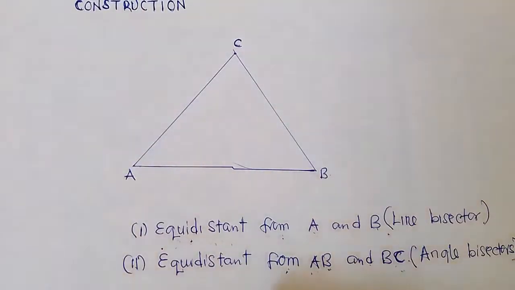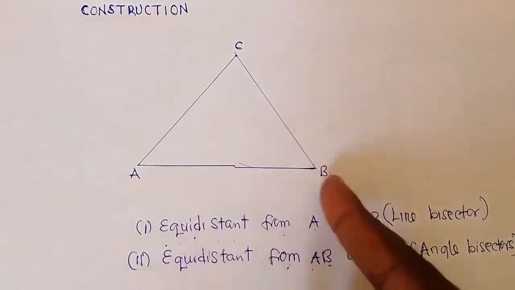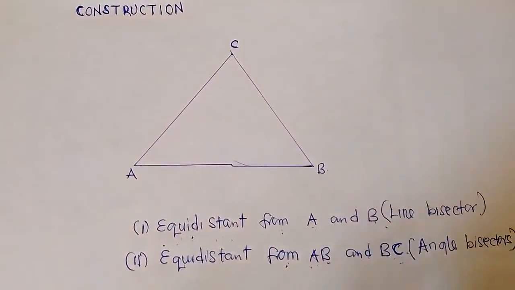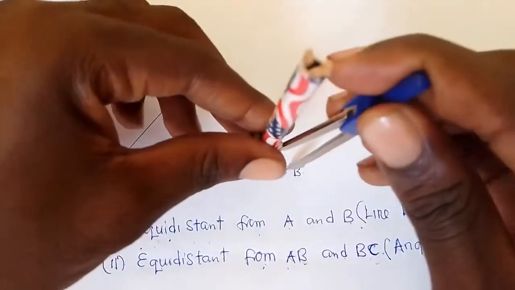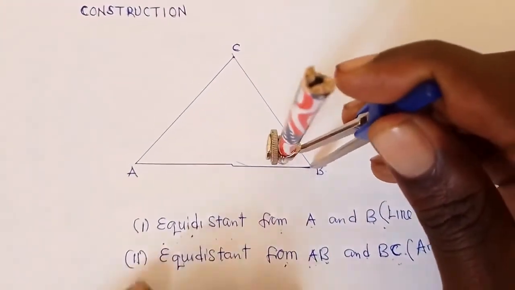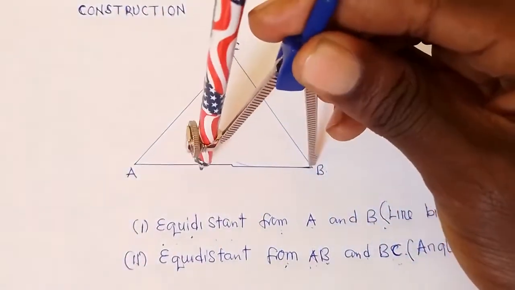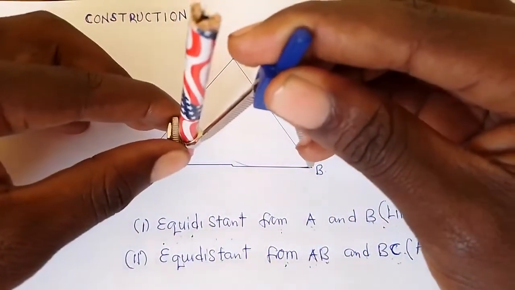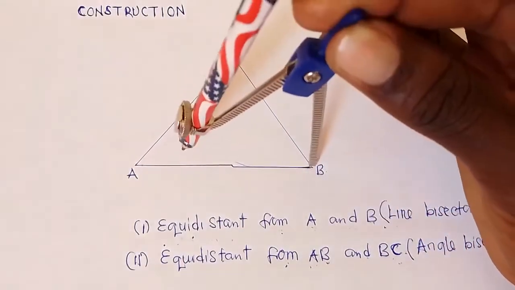So now, equidistant from A and B, you divide this line A and B into 2 equal parts. So you go there like that. You open this compass. Have you seen like this? You open the compass more than half. This is more than half, like this.